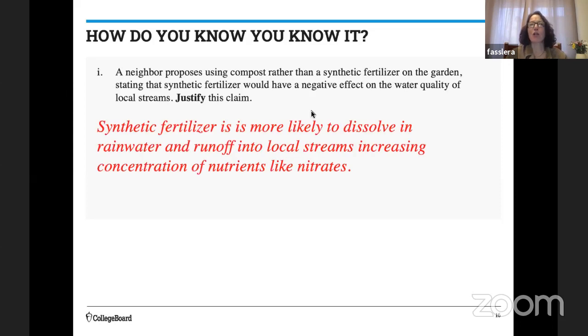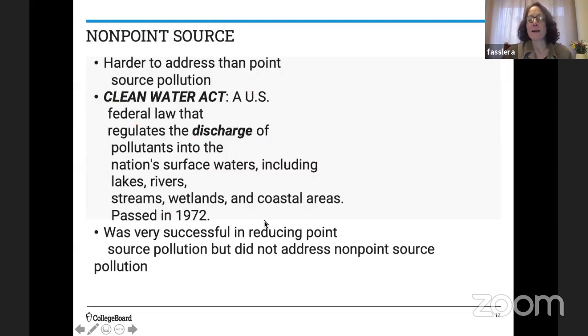So here would be a good way to justify that claim by describing that process. So synthetic fertilizers would be more likely to dissolve in rainwater and run off into local streams. The impact of that would be to increase concentration of nitrates. And that's just a really big non-point source of pollution. Again, that we'll talk about a little bit more.